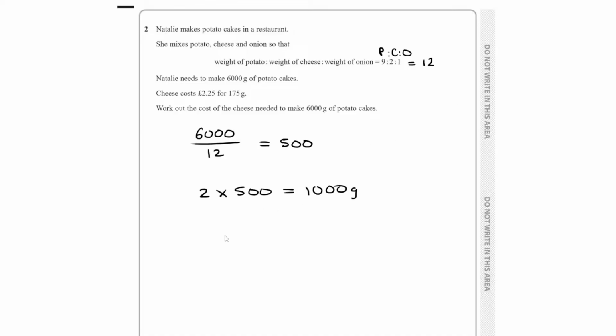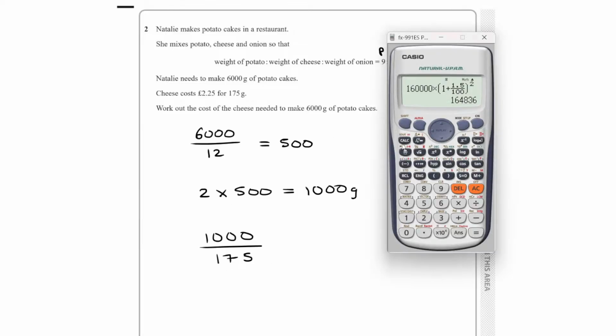So what I did was I said, right, how many packs will I need? So we've got 1,000 grams divided by the 175 packs. I'll show you that one because that one gave me a decimal number. 1,000 divided by 175.